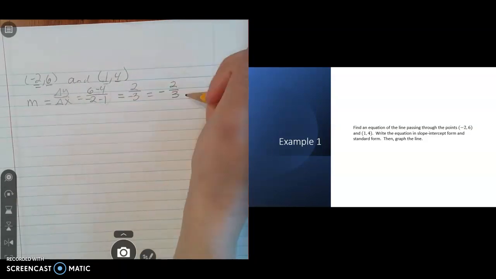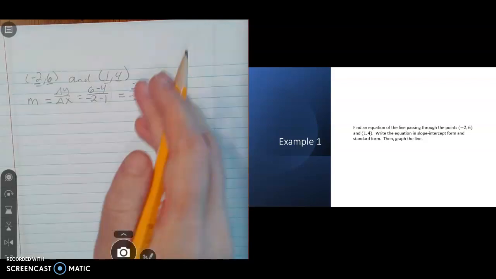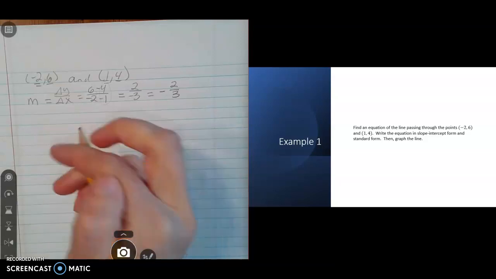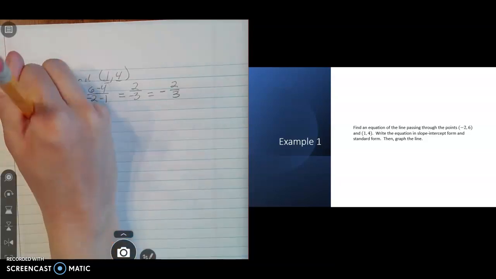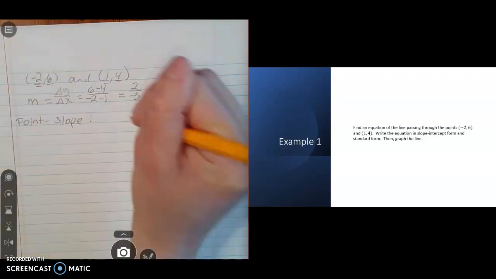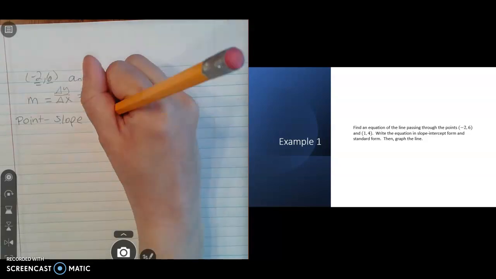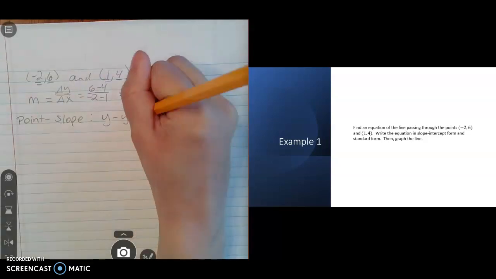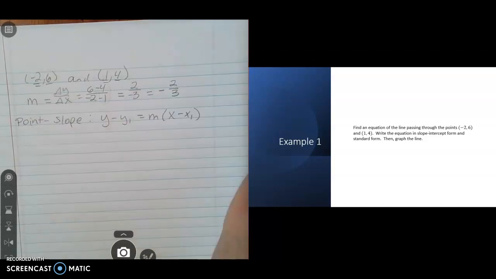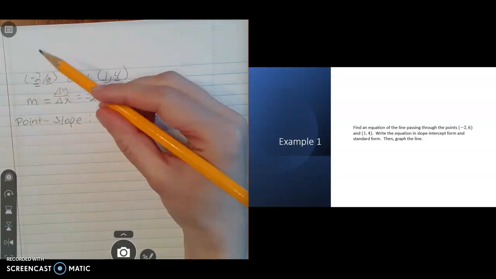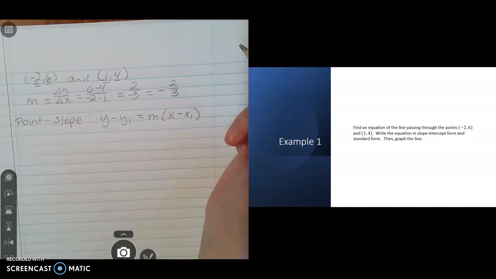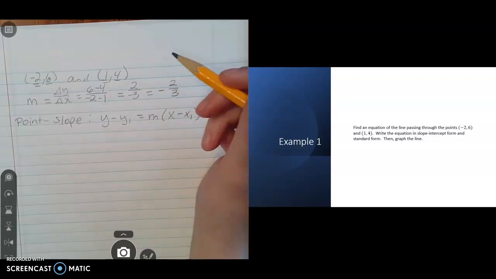Now that we have a slope and we have a couple of points, we're not quite ready for slope-intercept form yet, but we can start with point-slope form, because point-slope form required a point and a slope. Just a quick reminder from the previous slide, point-slope form was y minus the y coordinate equals slope times x minus the x coordinate. It doesn't matter which point you pick. You could either pick -2, 6 or you can pick 1, 4, but you have to be consistent and stick with it. I like positive values, so how about we try 1, 4?